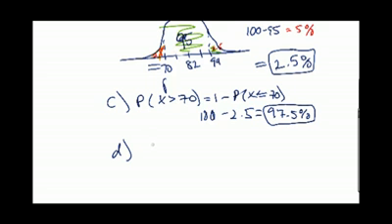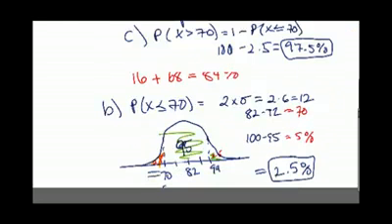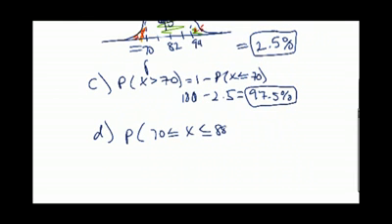And then D was in between the two values, so what was the other one? 88. So 88 would give us, just take the difference between the two. So it would be, what was it, 84% from less than 88, minus 2.5%. So that would be 81.5%.